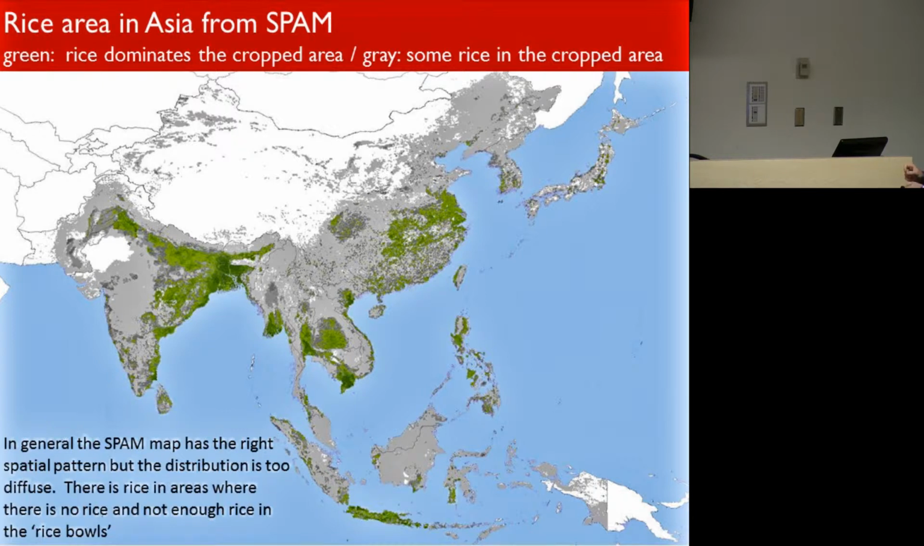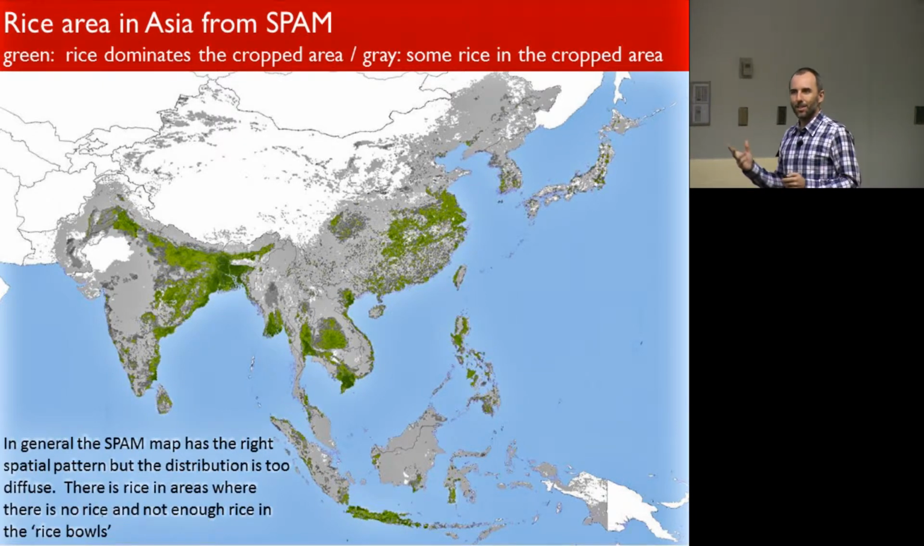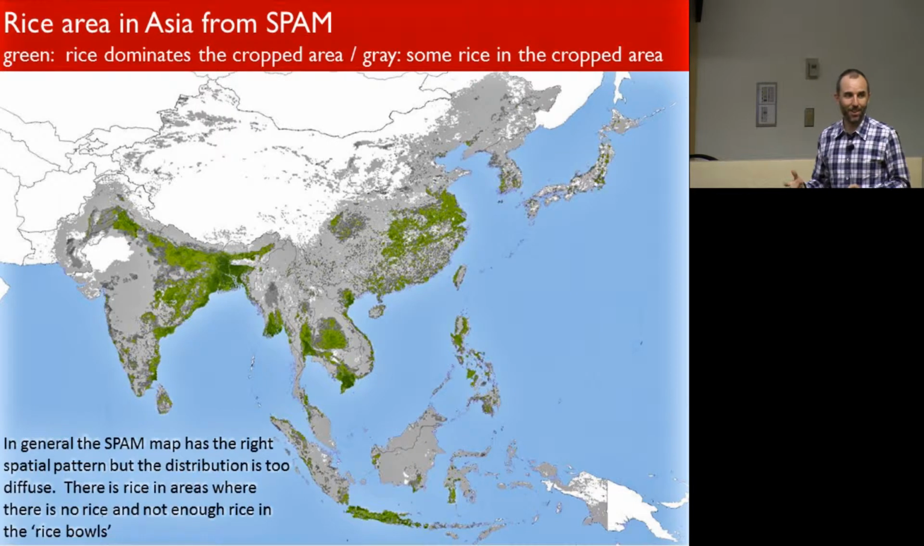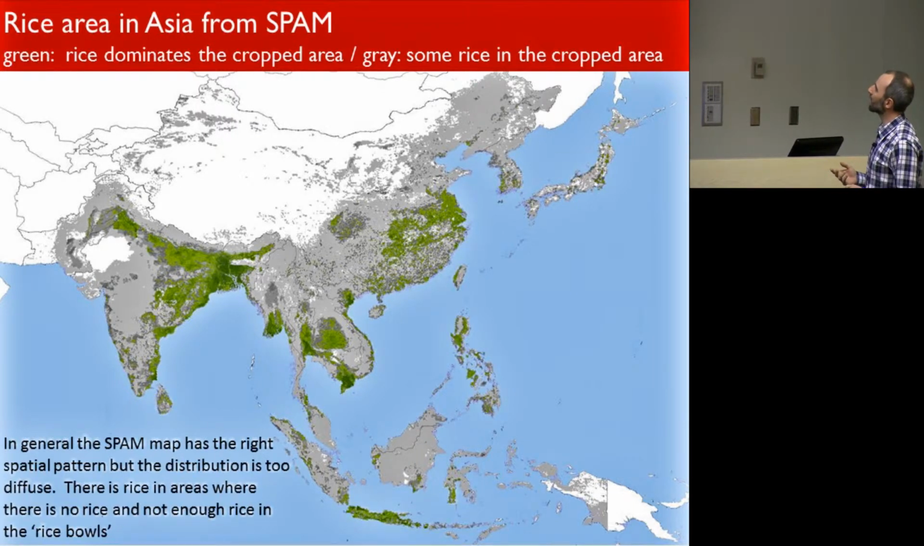In general, it's got it right. The pattern looks good. This is where we expect rice to be grown, but it's too diffuse. You've got rice in places where there probably isn't any rice, and in the places where there is rice, there should be more. It should be denser. It should be much more intensive. So that's the SPAM data set.